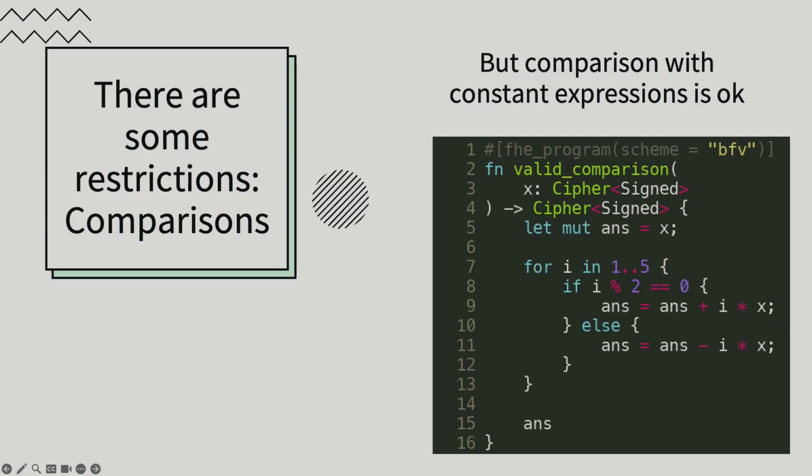However, comparisons are okay if you do them on constant data that is not actually passed into the function. Here we have a for loop that generates an index, and then we have an if on the index of that for loop. That is okay because none of that data is actually coming in from the input arguments themselves.